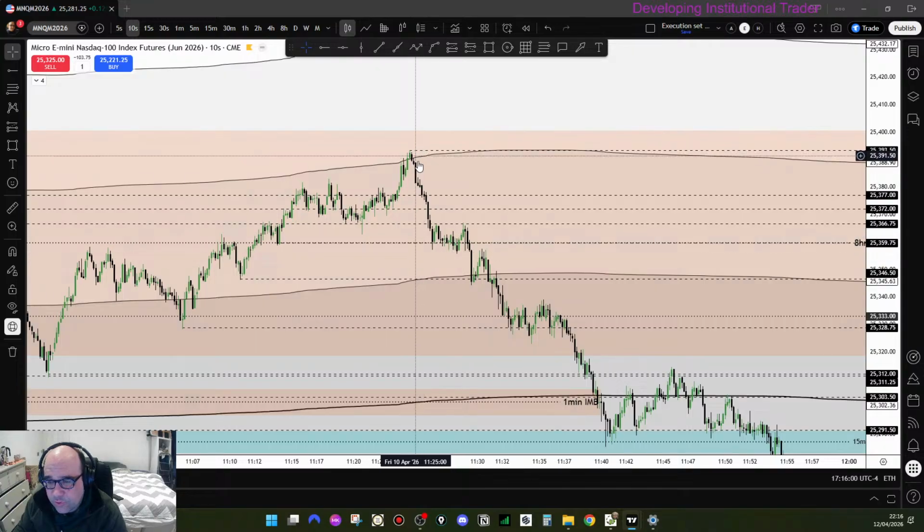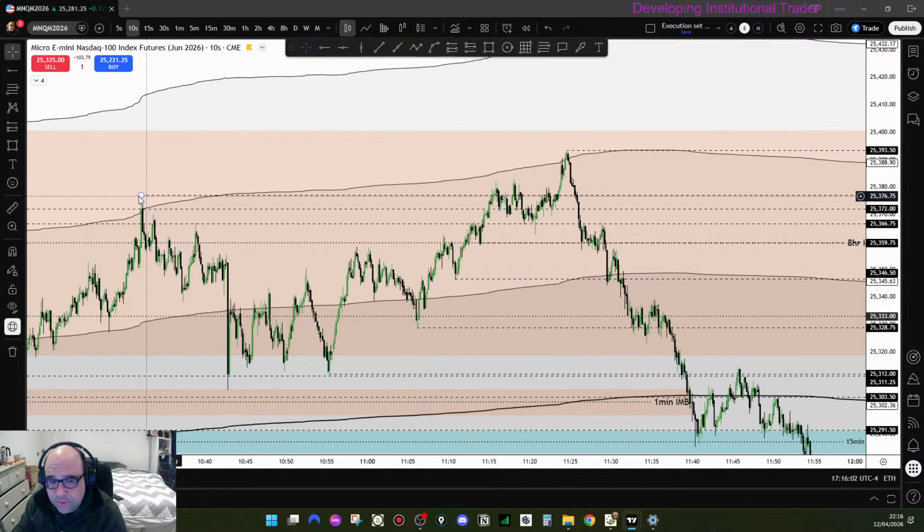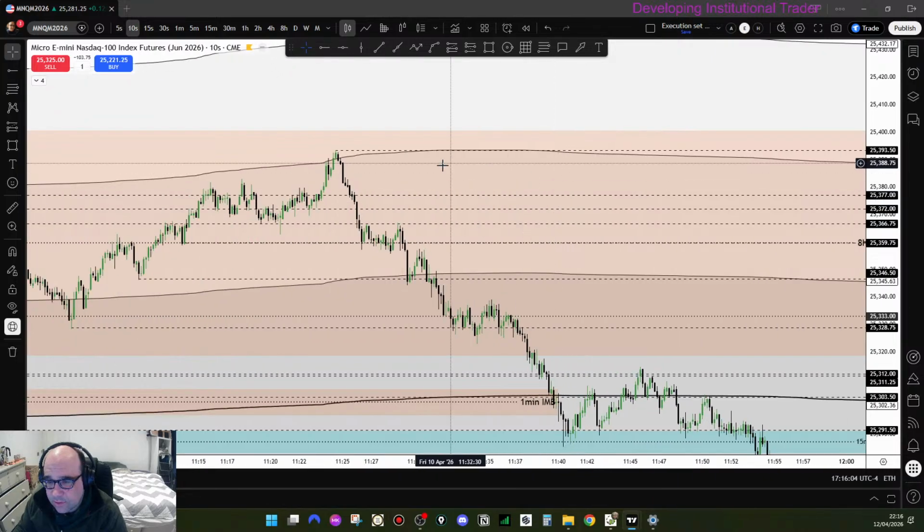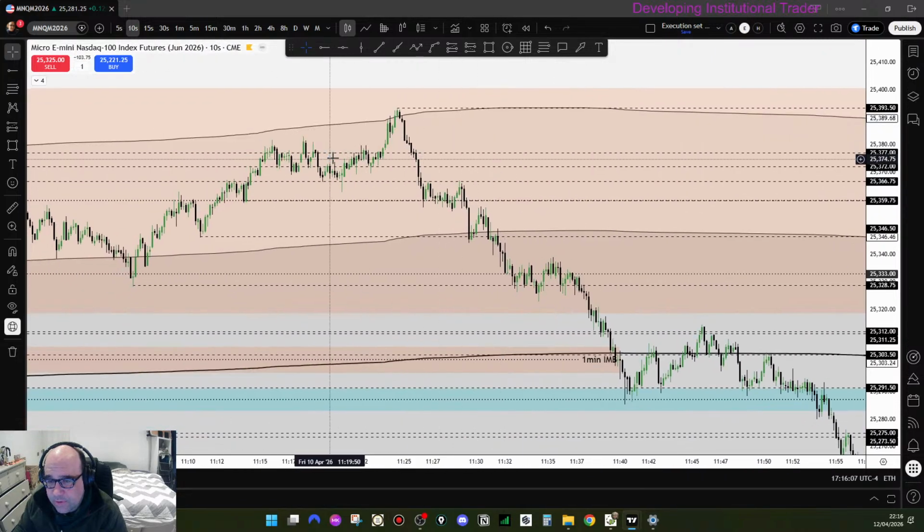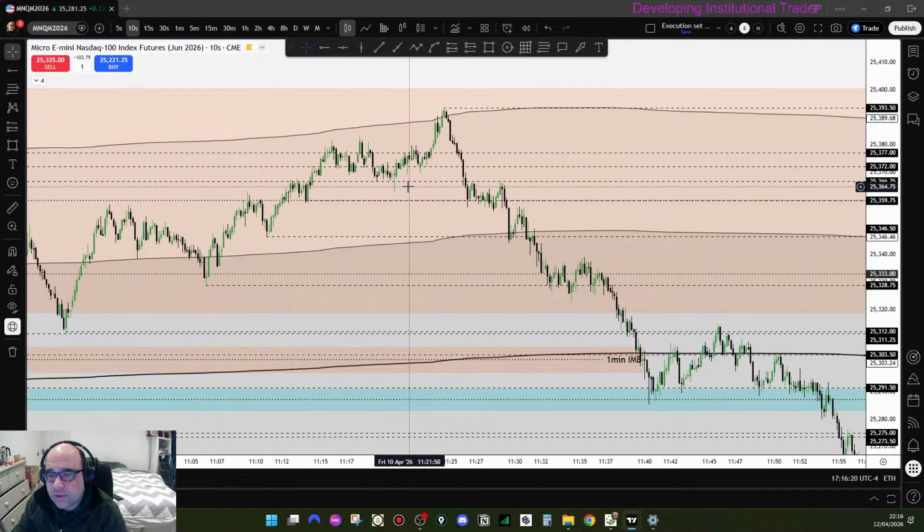But what we wait for the market to do is first do the manipulation and then do the distribution. We see the manipulation, it came right back into it. We could take a trade in theory. We have manipulation, then we wait for the break of structure to happen. So the break of structure here is this one, to be honest.